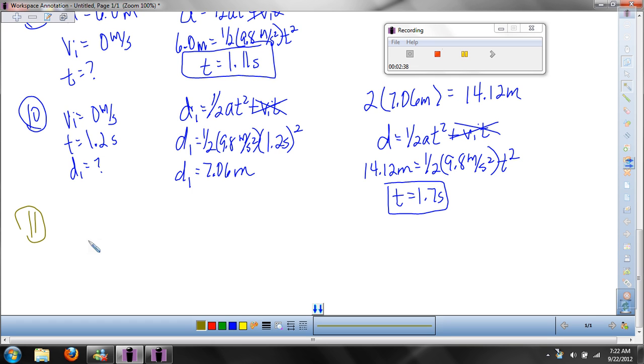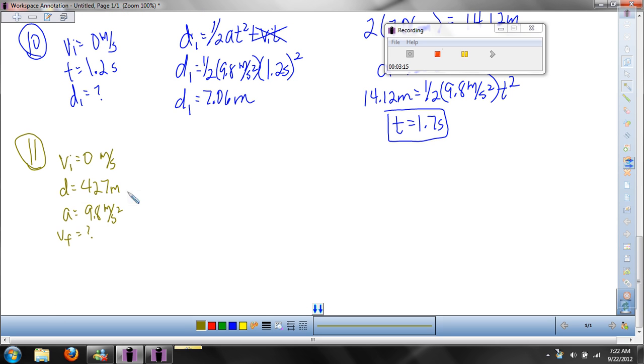Number 11 said, a penny is dropped from rest from the top of the Sears Tower in Chicago. Considering the height of the building is 427 meters and ignoring air resistance, find the speed with which the penny strikes the ground. Well, v_i is 0. d is 427 meters. Let me double check. Yes, 427 meters. Acceleration is just gravity. And they want to know v_f.